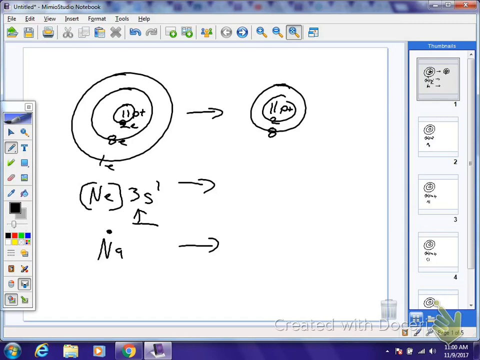What will this one look like? Second one. Configuration. What will it look like over here? Right? Yeah. And we know that neon's configuration, I'll write it down below, is 1s2, 2s2, 2p6. That's what neon is. And it basically obeys the octet rule. I'll say that from time to time, the octet rule, meaning that there's 8 there, and it's stable in that position.